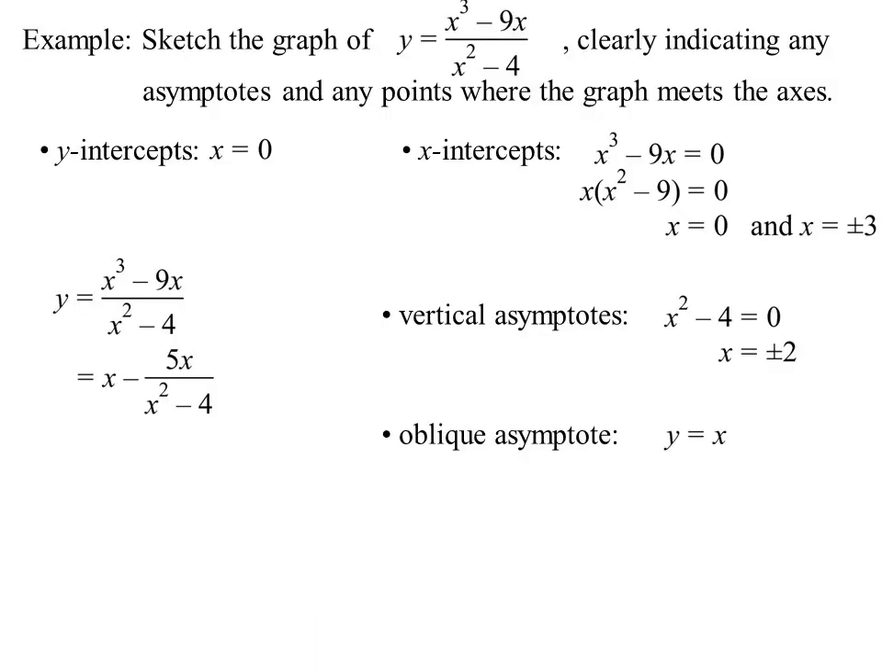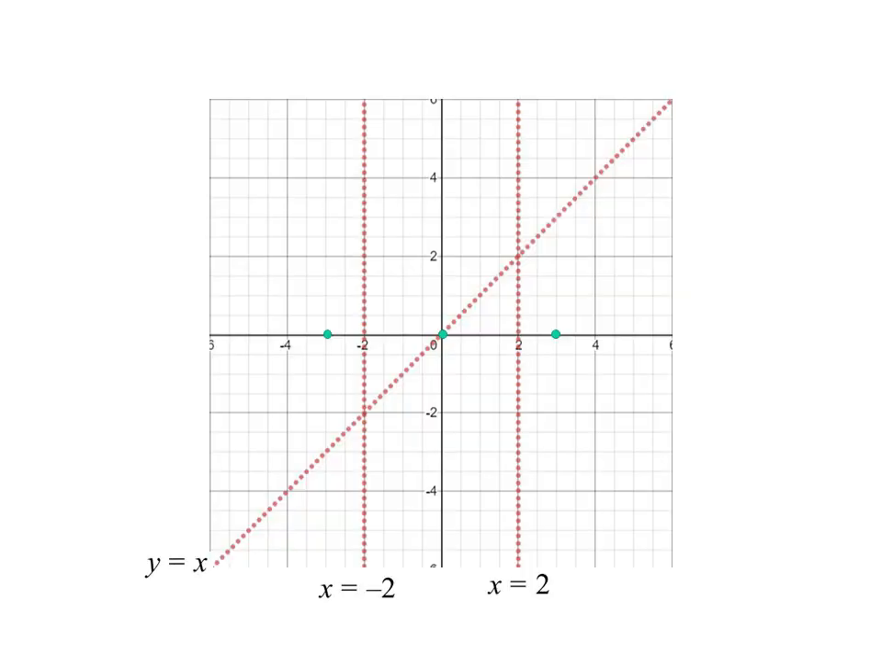The oblique asymptote, well, if I look at it, that's going to be y equals x. Does the curve meet that oblique asymptote? Well, if we solve the top of the fraction, we get 5x equals 0, we get x equals 0. So we've dotted in y equals x. We actually already knew about x equals 0 because we found that as an x-intercept. But sure enough, that's going to be when it cuts that oblique asymptote.